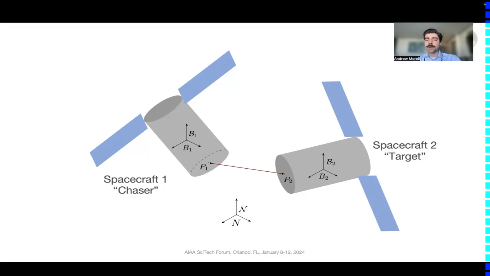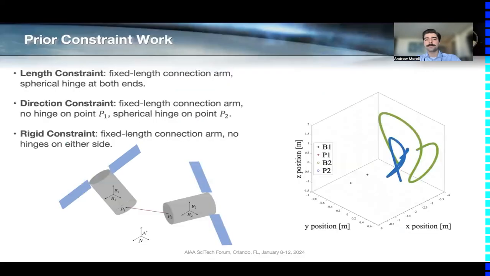Now, on the other side of this arm, we have the connection point on our spacecraft 2, otherwise referred to as the target, that point being P2, and it also has its own body fixed frame B2.